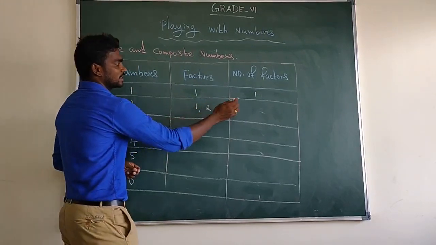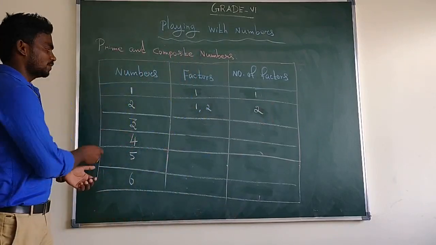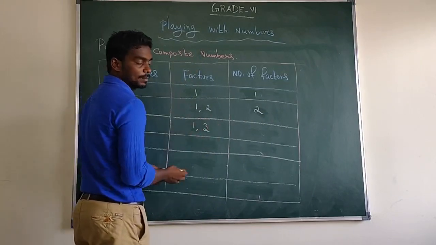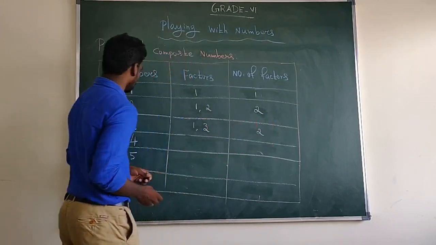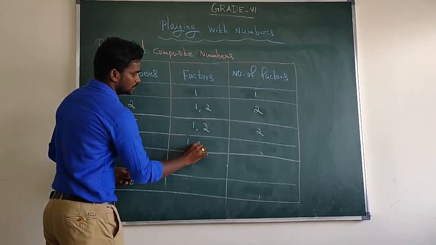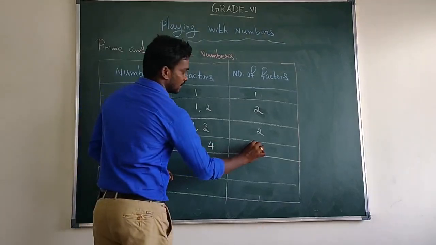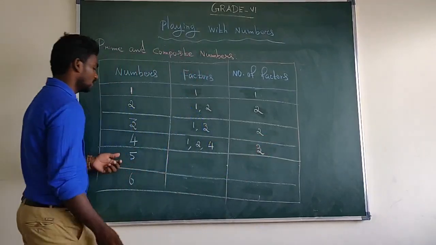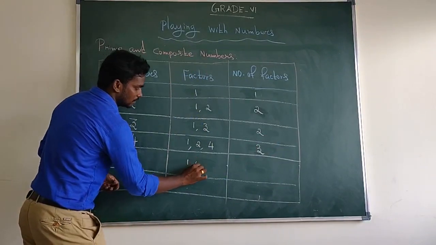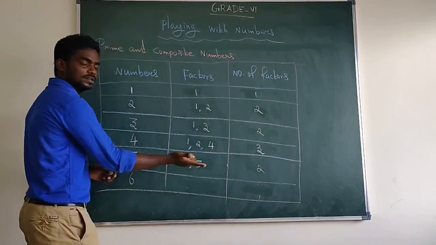So what is the number of factors? The number of factors is 2. Next, what is the factor of 3? The factors of 3 are 1 and 3. So what is the number of factors? That is also 2. What are the factors of 4? The factors of 4 are 1, 2 and 4. What is the number of factors here? The number of factors is 3. What are the factors of 5? The factors of 5 are 1 and 5. What is the number of factors? 2.